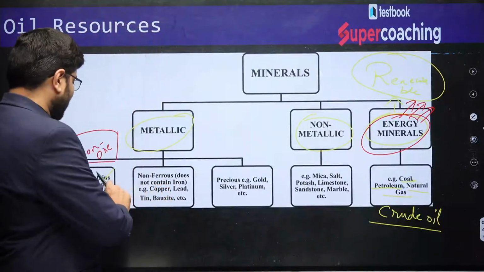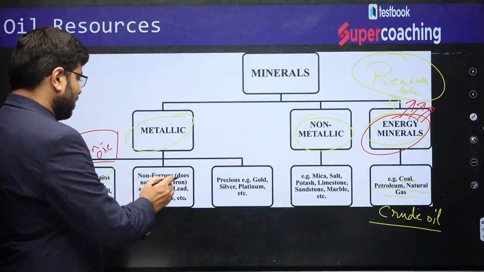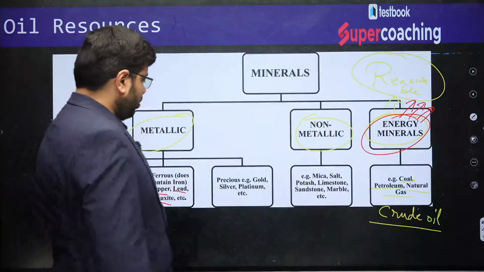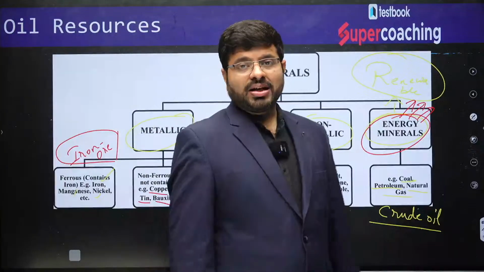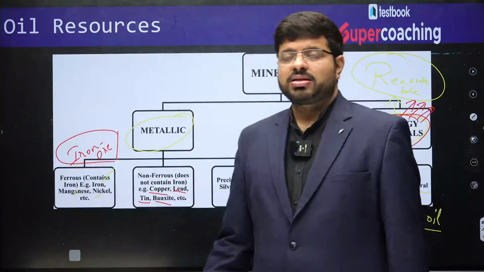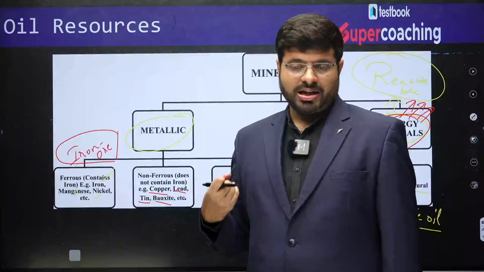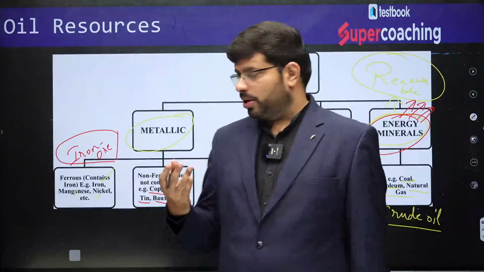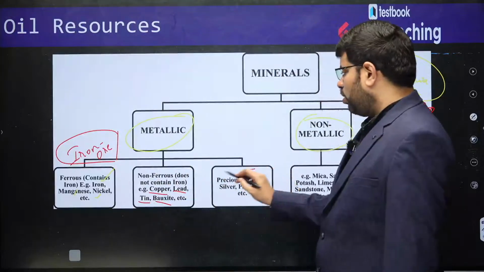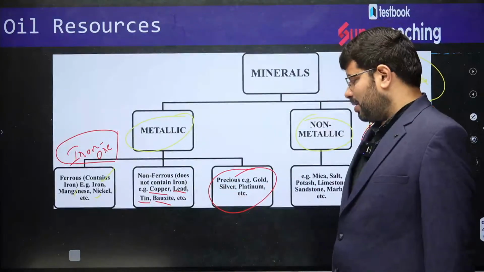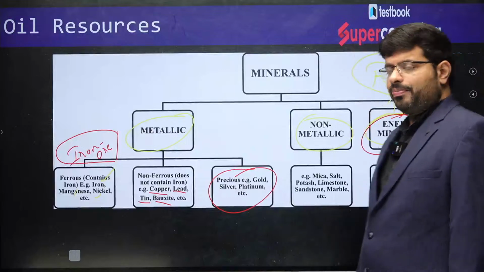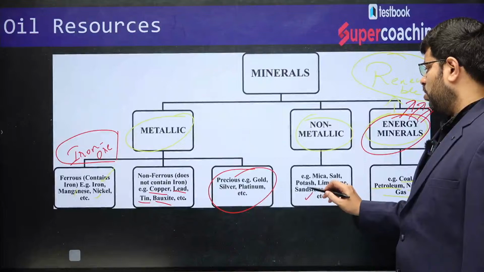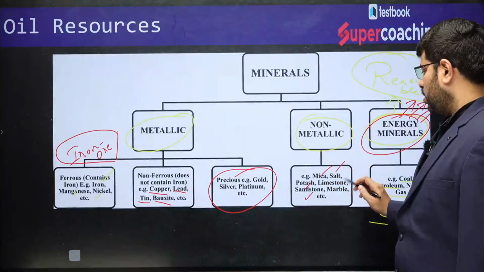For example, metallic minerals like iron, and non-iron metals, for example copper, lead, tin, bauxite. Presently in India, lithium has been found, there were some proven reserves as per surveys, in Rajasthan as well as Kashmir. You can talk about that. You can talk about the precious minerals like gold, silver, platinum. They also have some role to play, and some non-metallic minerals, say sandstone, potash, mica, salt, limestone, marble.